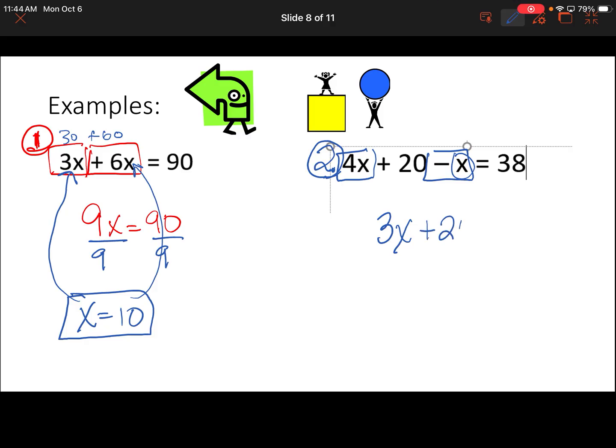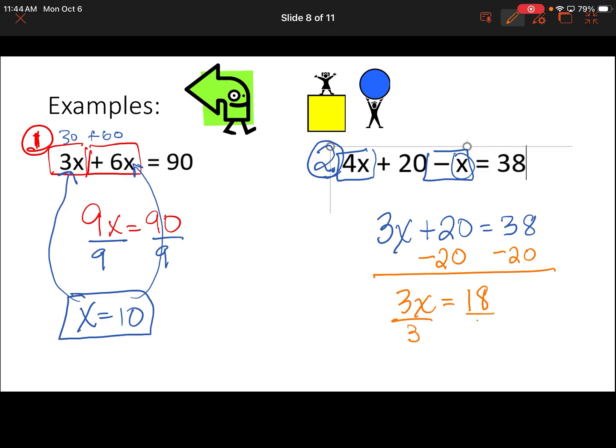3x plus 20 is 38. Yay. And then I'm going to subtract 20 from both sides, which gives me 3x is 18. And then I'm going to divide both sides by 3 for a final answer of x equals 6. And again, that plugs in. 24 plus 20 is 44 minus 6, which would be 38.